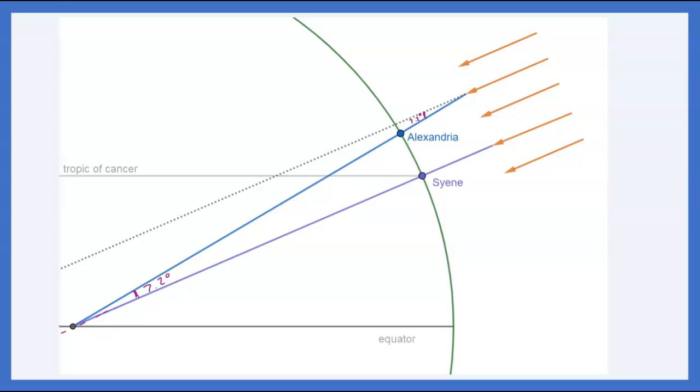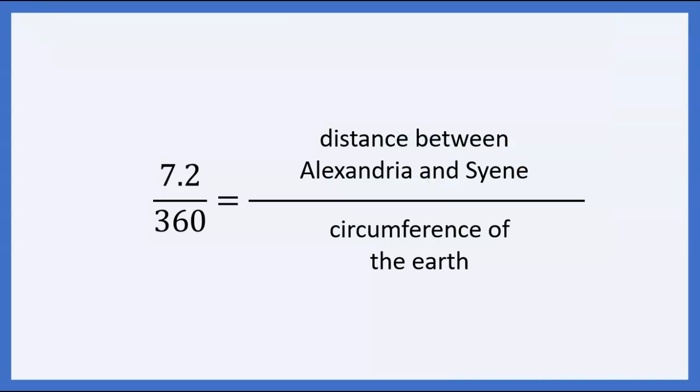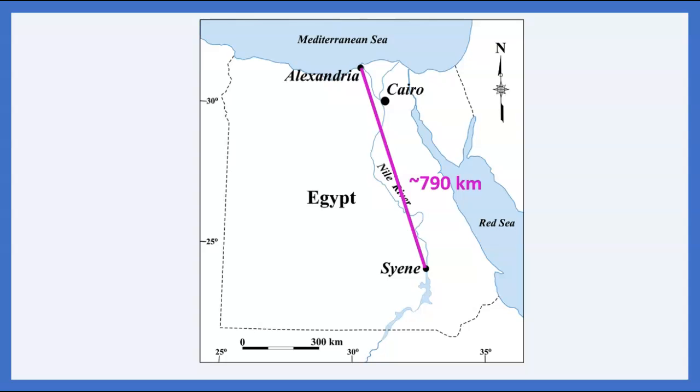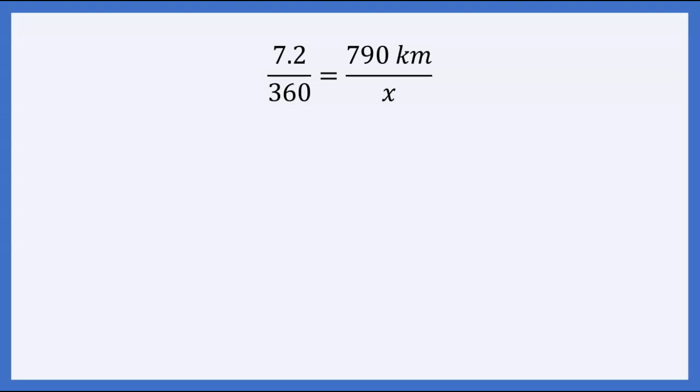So from that point, all we need to do is set up this ratio. We said 7.2 degrees over 360, that's the ratio of the central angle to the full circle, will be the same as the distance between Alexandria and Syene as a ratio to the circumference of the Earth. That's the original proposition we made. And we actually know this one. We know the distance between Alexandria and Syene. Like I said, it was common knowledge. In today's units, we'd say it is about 790 kilometers is what they knew it to be. So all we do is plug that in and solve. 7.2 over 360 equals 790 over x.